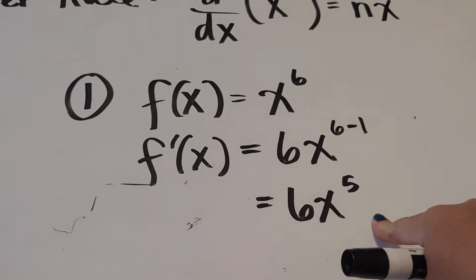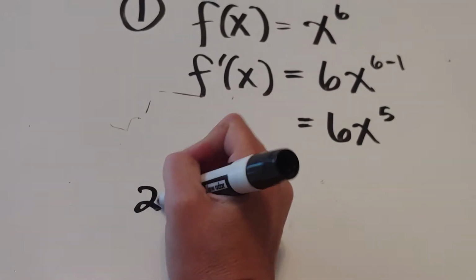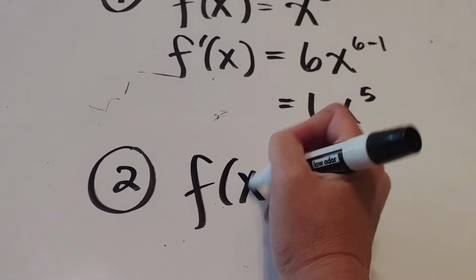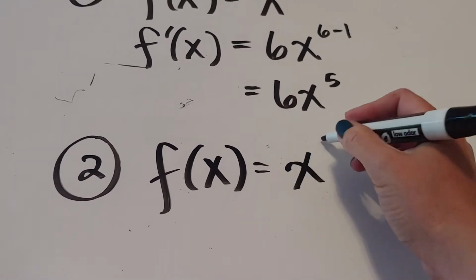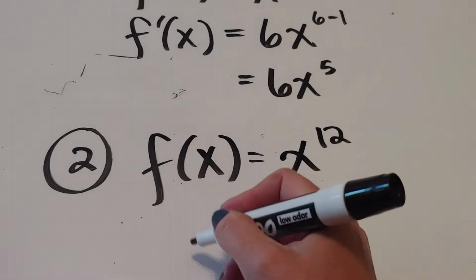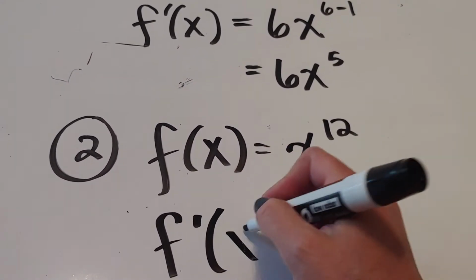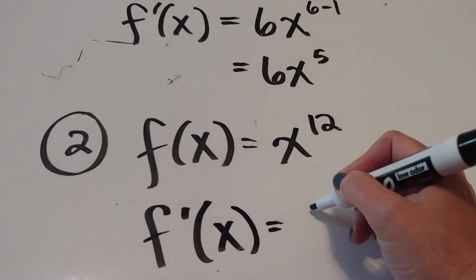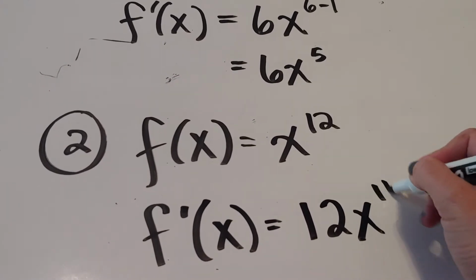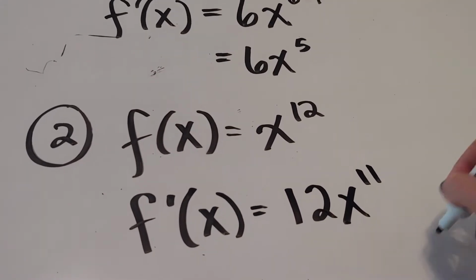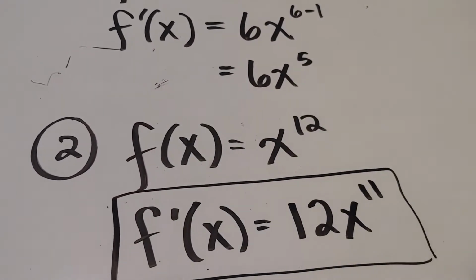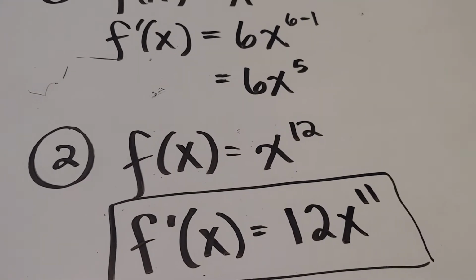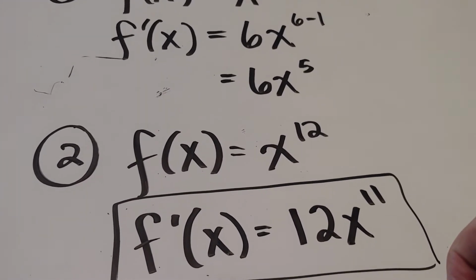All right, let's do a couple others. What if I had x to the 12th? Then the derivative of x to the 12th is 12x to the 11th. That's the whole thing. All right, so here people start getting cocky and they think, ooh, this is so easy.